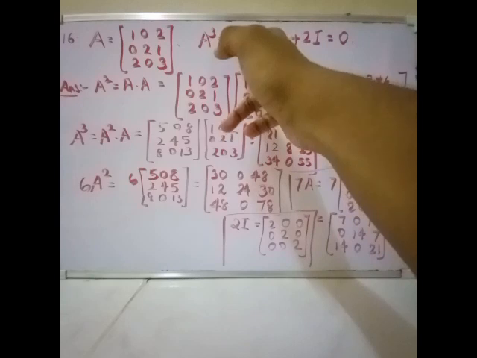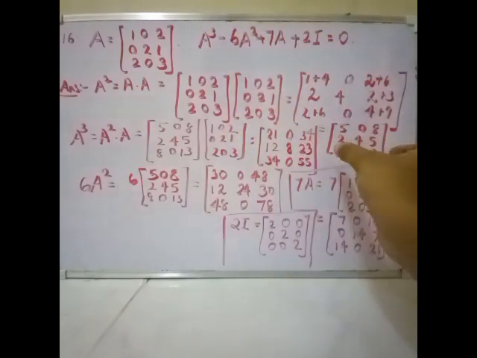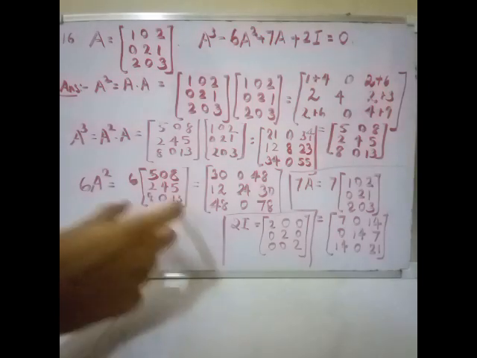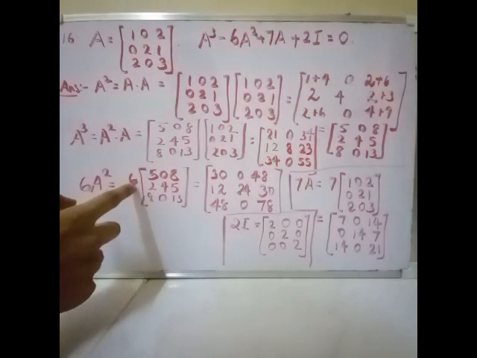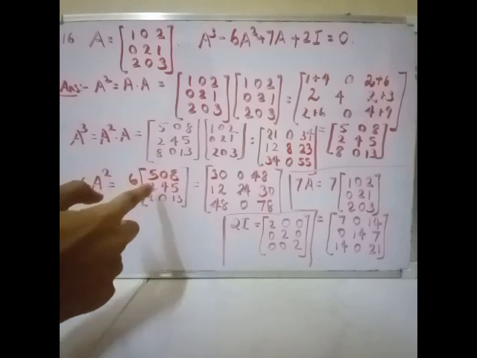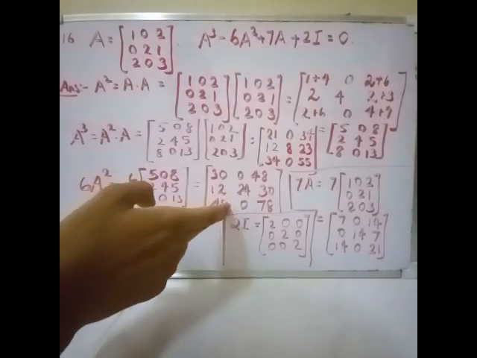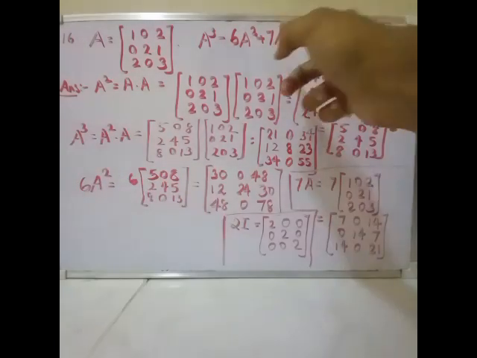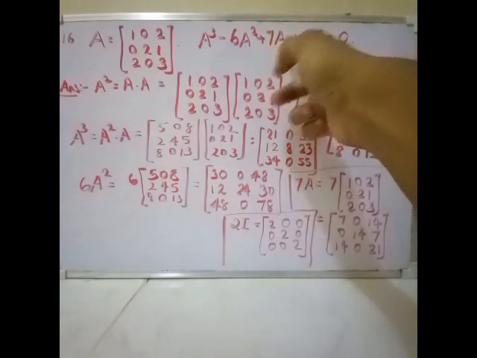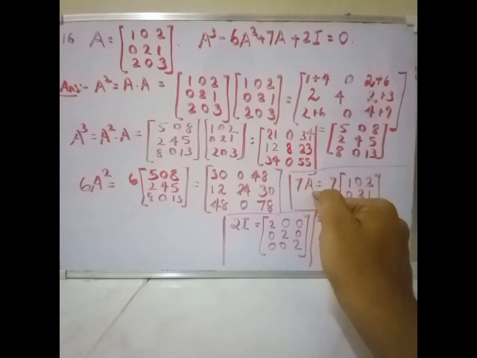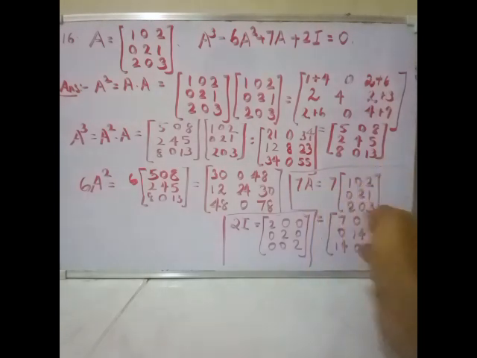Now we are finding out what is 6A squared. We already found out A squared, right? So with the A squared matrix, we are multiplying 6, right? So 6 is multiplied with each and every element inside the matrix, and finally you are getting 6A squared as this matrix. Then we have to find out what is 7A. So 7 is multiplied with the whole matrix, and we will get this as the 7A matrix.